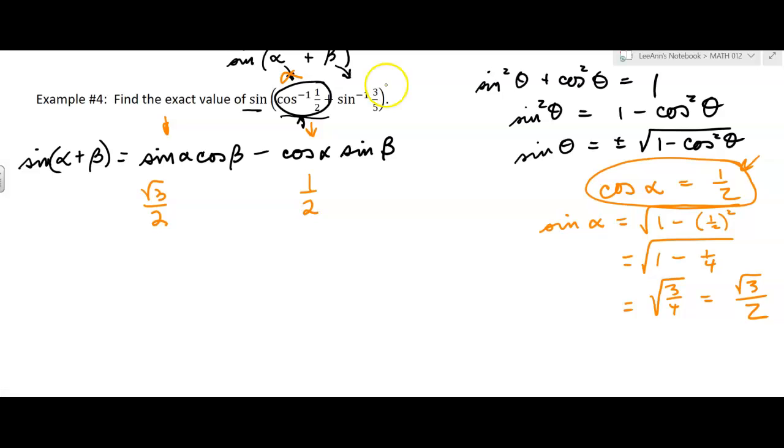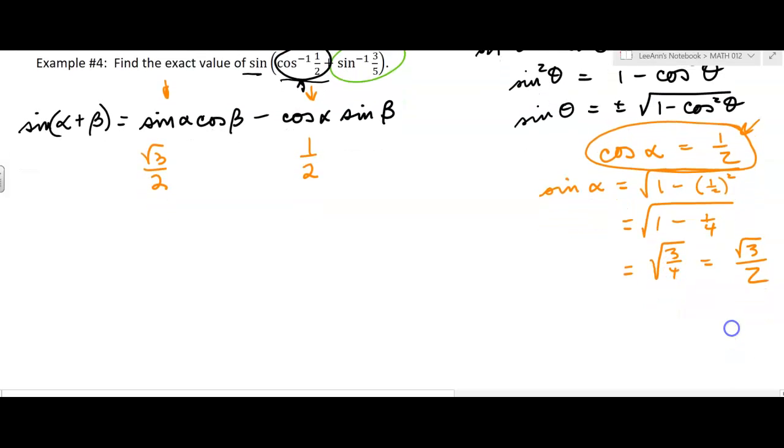Now I need to work with beta, so I'm going to make this my beta, and I'll do it in green. Hopefully the colors help. We're going to use a similar idea. This time we know inverse sine is 3/5, so sine of beta is equal to 3/5. We're not actually going to figure out what that angle beta is, and we're not going to figure out what alpha is either. We just need to know the sine and cosine of them.